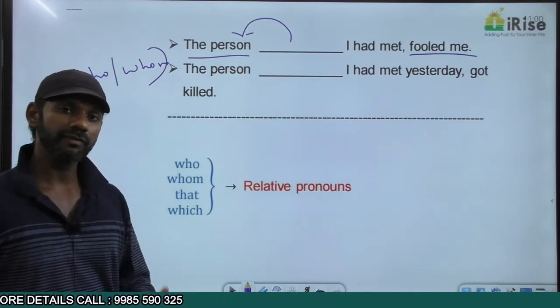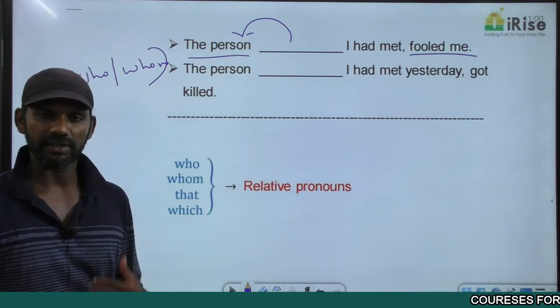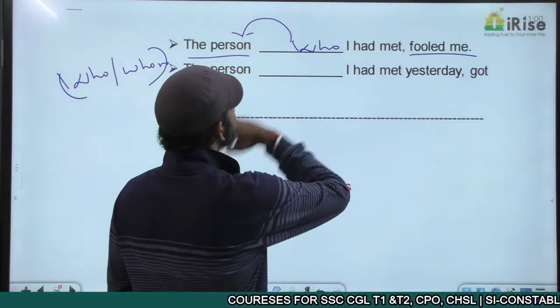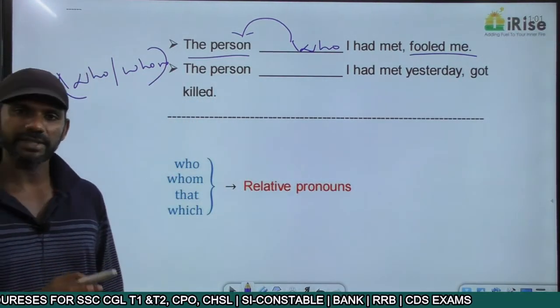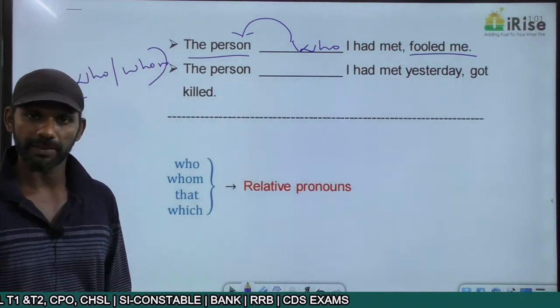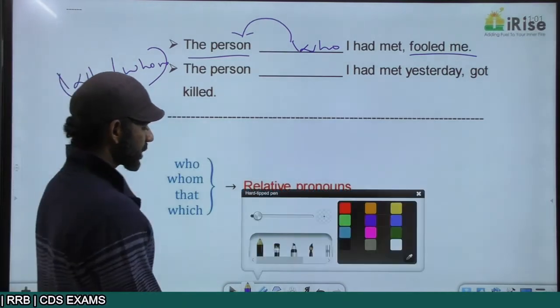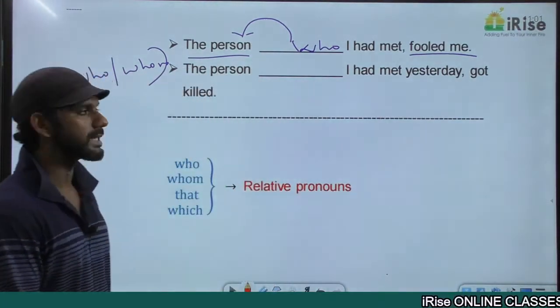The person fooled me means the person did the action or received the action? Did the action. Doer means subject. Subject means it must be who. So, the person who I had met, comma, fooled me. That means the meaning of this statement is the person fooled me. Clear? The next one. The person ___ I had met yesterday, comma, got killed.